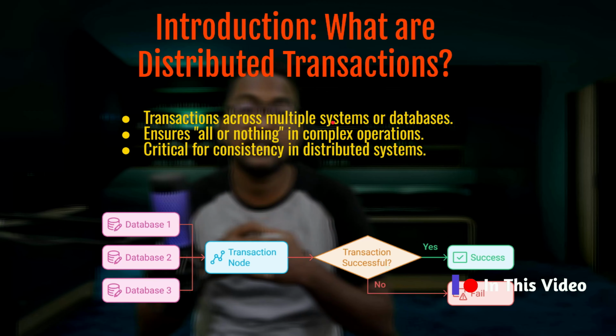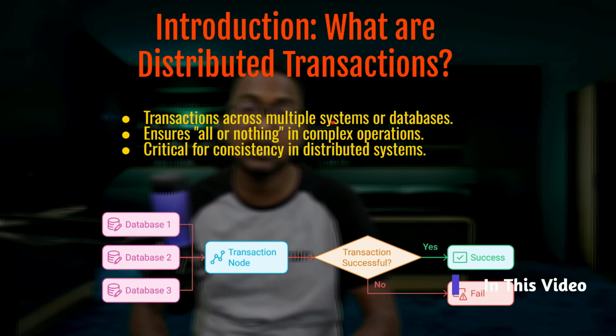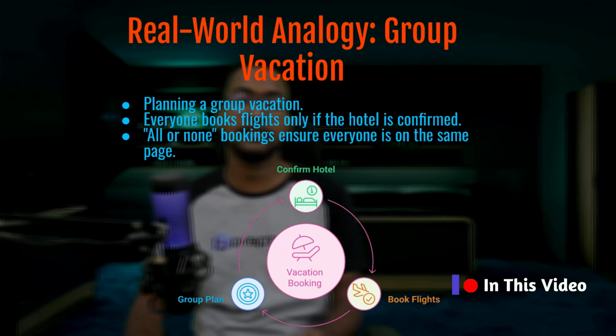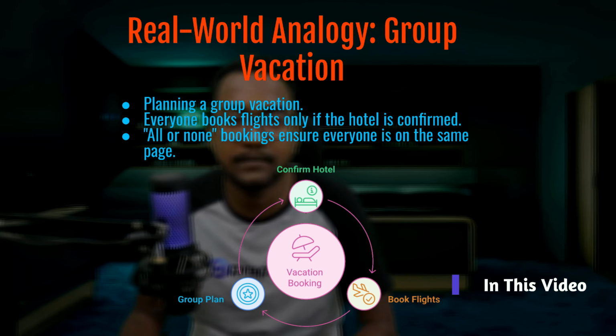This is where distributed transactions come into play. A distributed transaction spans multiple systems and databases and ensures that they all come to the same conclusion. Either the reservation is confirmed. So if the hotel isn't booked, no one buys their flight. This prevents anyone from being stuck with a flight but no place to stay.